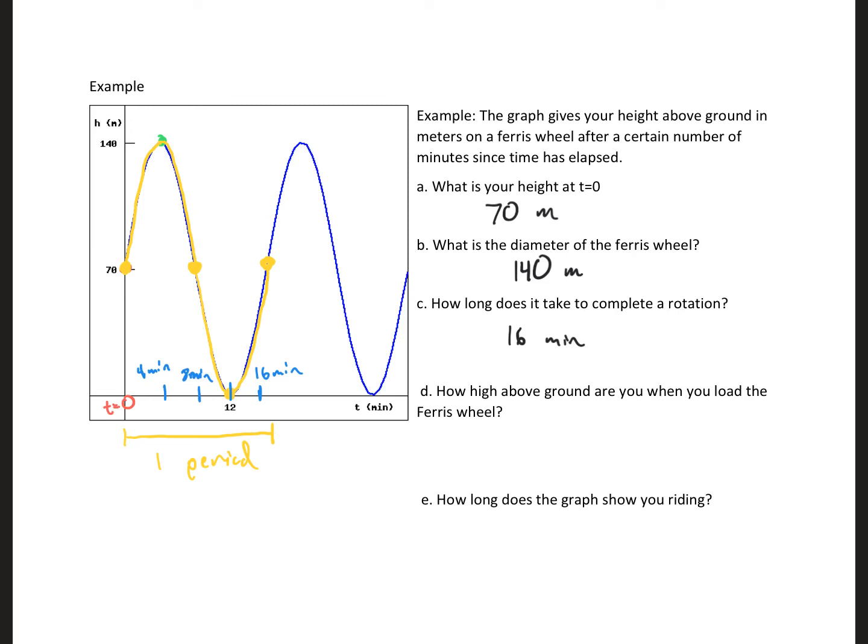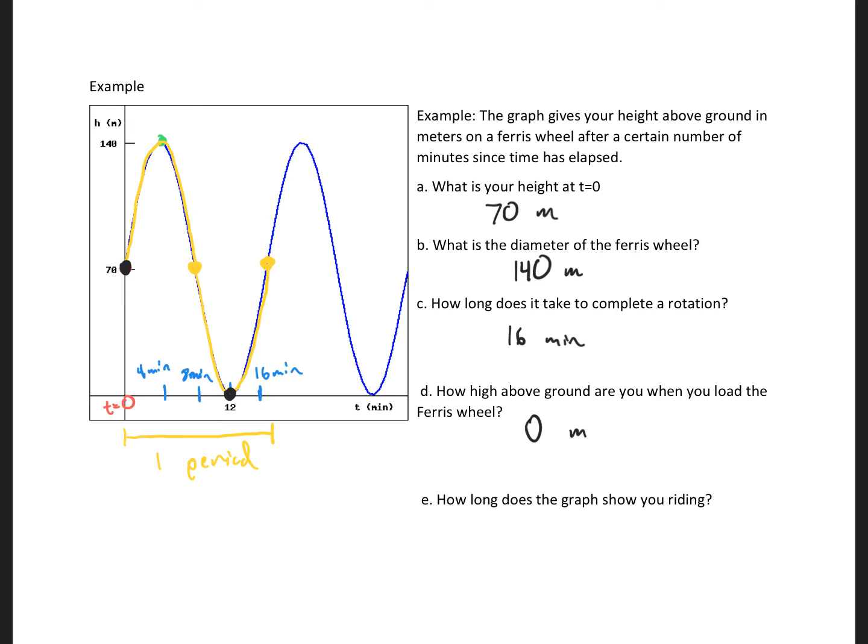So how high above ground are you when you load the Ferris wheel? Well, just because we began tracking at a height of 70, that doesn't mean we were 70 meters in the air when we loaded the Ferris wheel. I would assume when we loaded the Ferris wheel, we're actually at this point. We're just tracking the height over time. So when we loaded this Ferris wheel, we're 0 meters above ground.